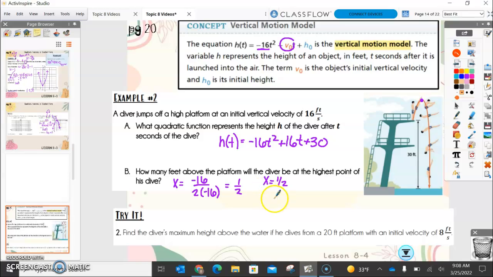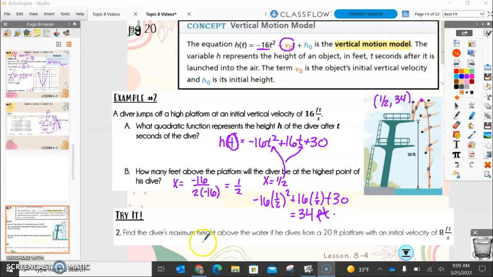But to find the actual height that he's at, we're going to have to plug that 1/2 into our equation, because that will give us our height. By doing so, we could write it out here. We have negative 16 times 1/2 squared plus 16 times 1/2 plus 30. This will actually give us 34. So our vertex up here is 1/2 comma 34. And since t is the x value, we note that the time is a half a second, and his maximum height is 34 feet.